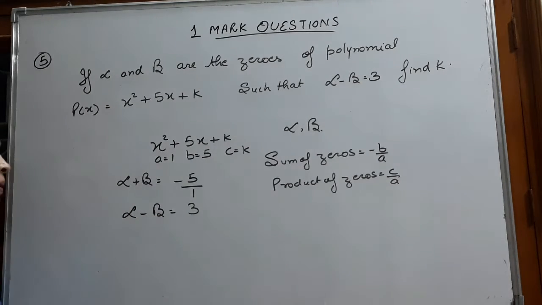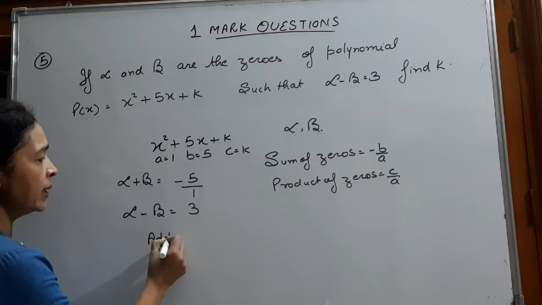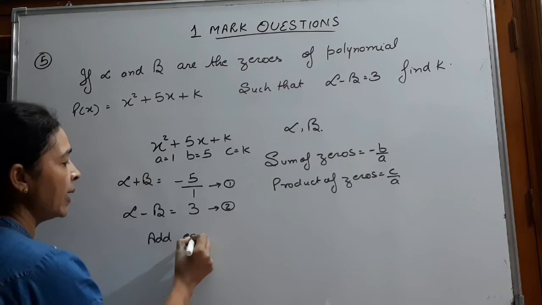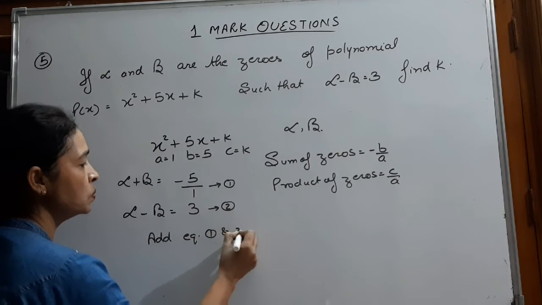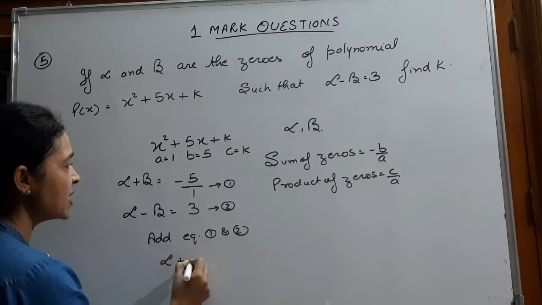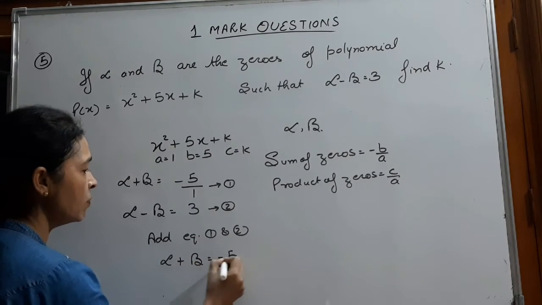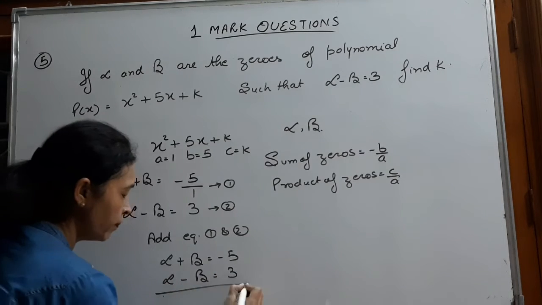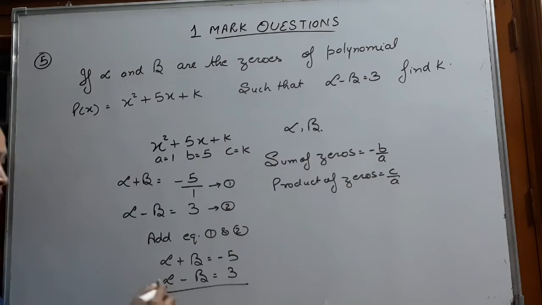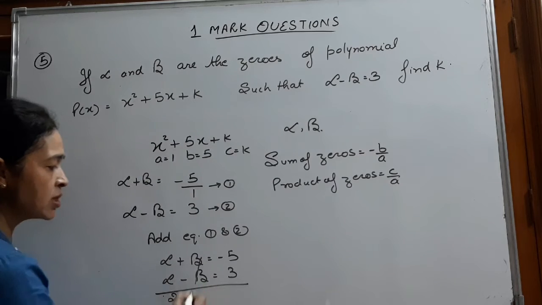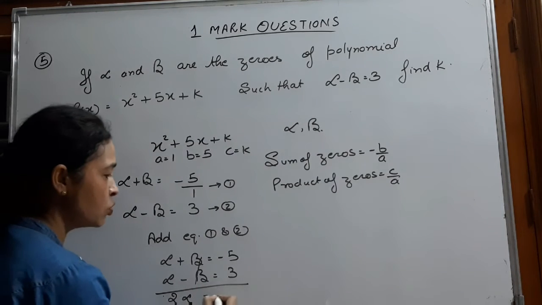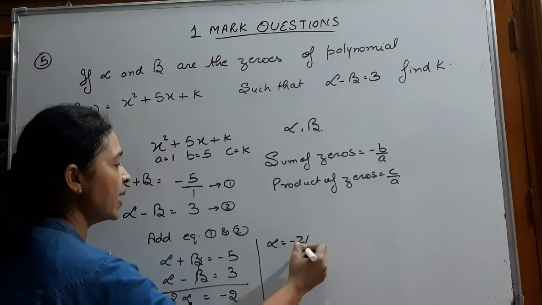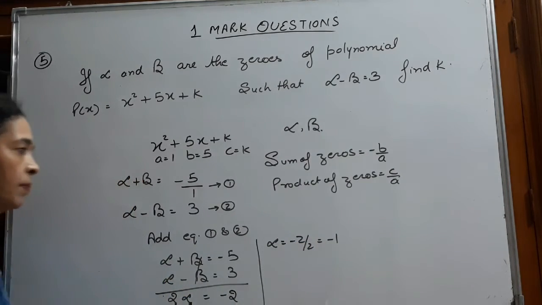We have two equations. What we will do? Add. This is equation 1 and this is equation 2. Add equation 1 and 2. Alpha plus beta equals to minus 5 and alpha minus beta equals to 3. Alpha and alpha, 2 alpha, beta positive negative cancel, equals to minus 2. What is the value of alpha? Minus 2 by 2, that is minus 1.